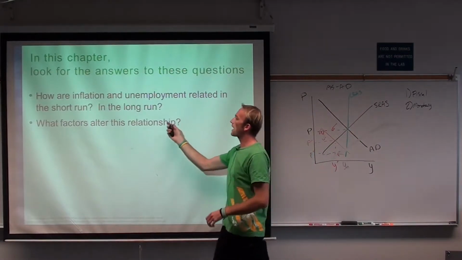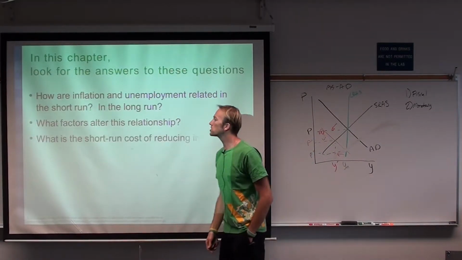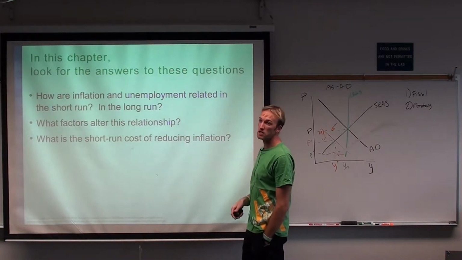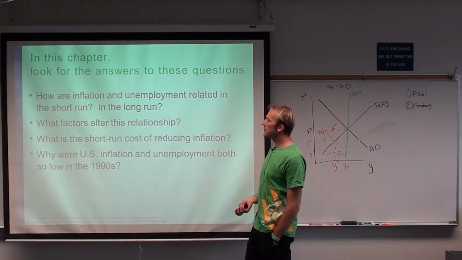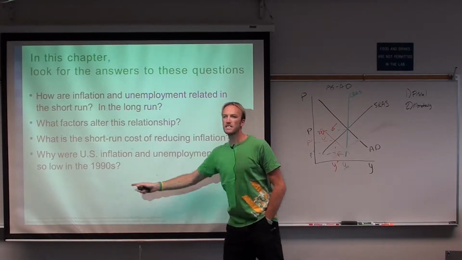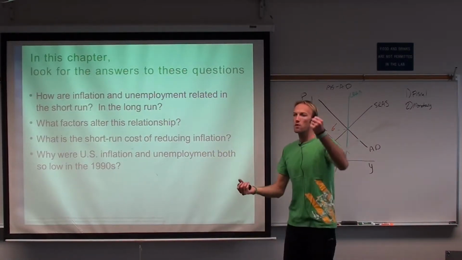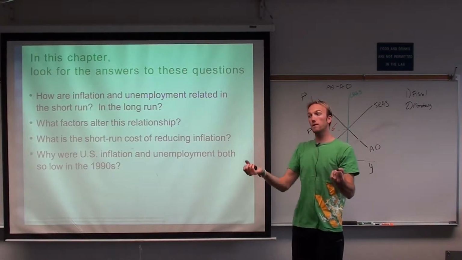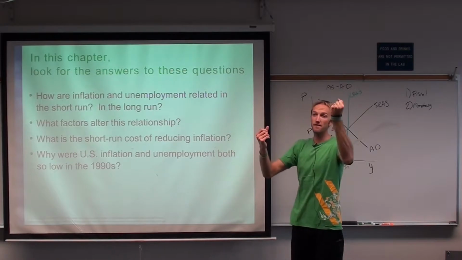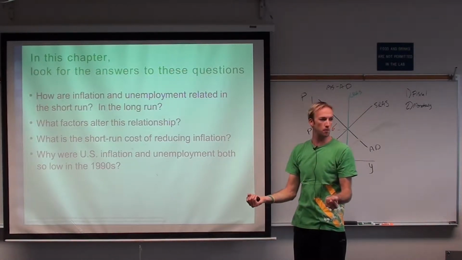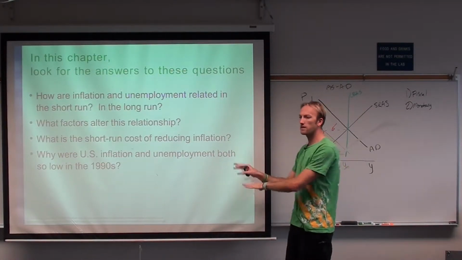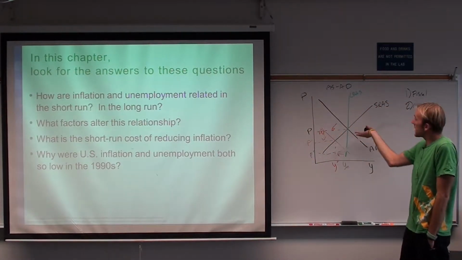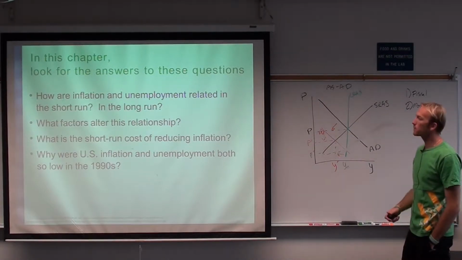We're going to talk about what sort of things change the relationship. We're going to talk about what's the short-run cost of reducing inflation if inflation gets too high, right? And then we're going to talk about the 1990s. It's weird, for the first time, we didn't have the teeter-totter effect because inflation went down, and normally we think that unemployment goes up. But in the 1990s, inflation went down and unemployment went down. So they both went down together, okay? We're going to talk about that interesting point in time in the United States, and try to understand, using the ASAD model, why that happened, okay?